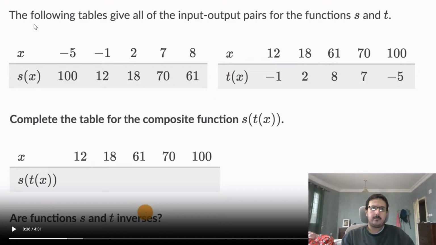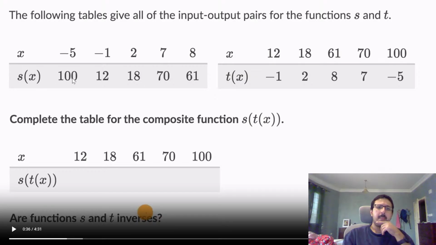Don't forget, the following tables give all of the input-output pairs for the functions s and t. Complete the table for the composite function. We get that. So t of x, what are we having? And then we have r, s, and t inverses.